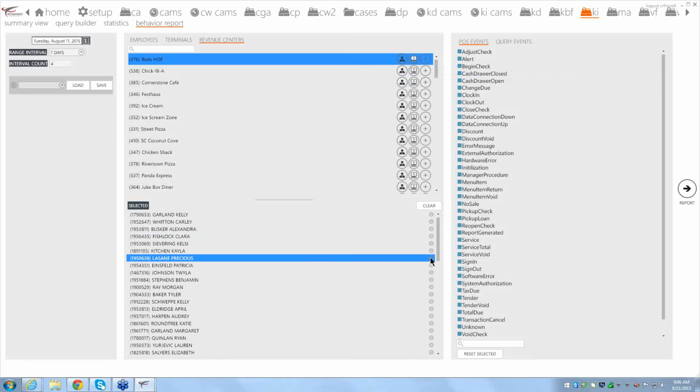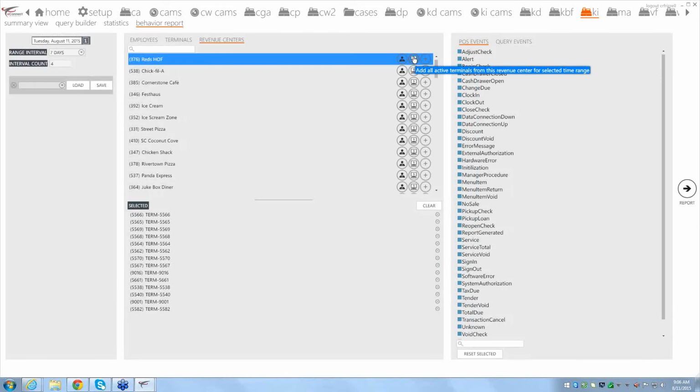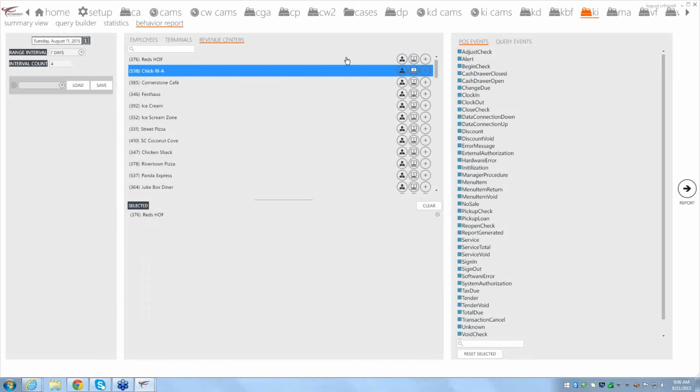Now you notice that we also have a terminal icon. We click that, it'll bring up all the terminals at a specific revenue center. Now from here we can compare revenue centers to other revenue centers. Say you have 2 coffee shops and they both get about the same amount of foot traffic. You can see which one's doing better business and which one should be doing better business, depending on which sort of POS events and POS queries you run.